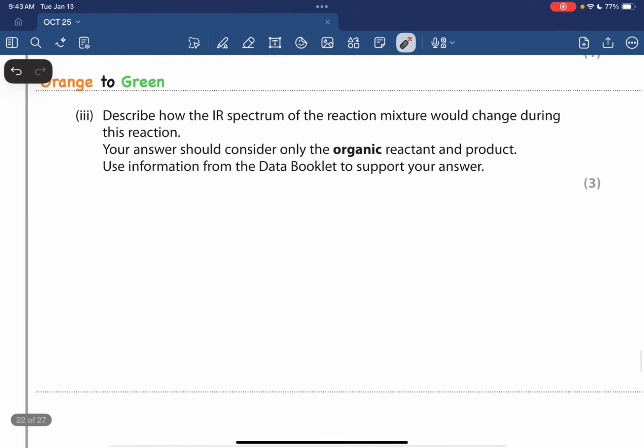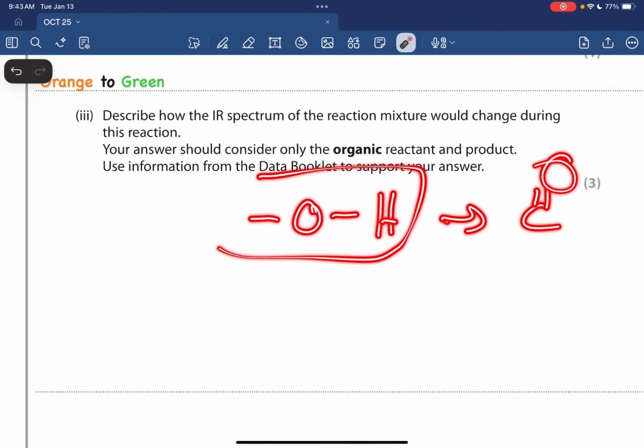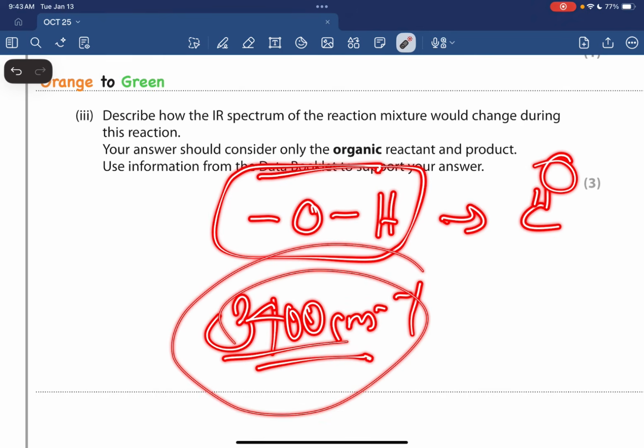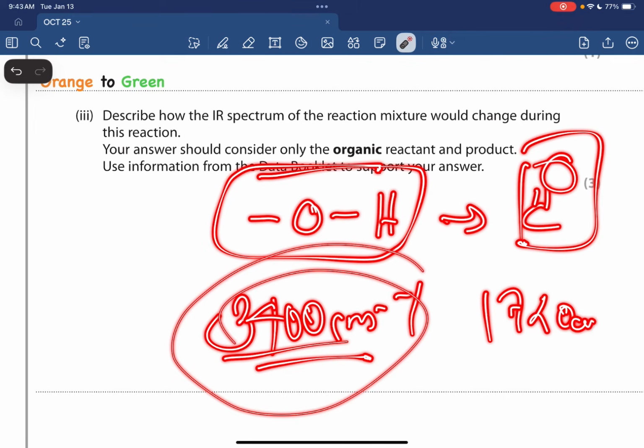Moving on. Describe how the IR of the reaction mixture would change during this reaction. You should consider only the organic reactant and the product, and you have to use information from the data booklet to support your answer. First of all, this OH is getting converted to a ketone. So the peak for the OH in alcohol, approximately at 3400 cm^-1, is obviously going to disappear. And a peak for the carbonyl of the ketone is going to appear, around 1720 cm^-1.